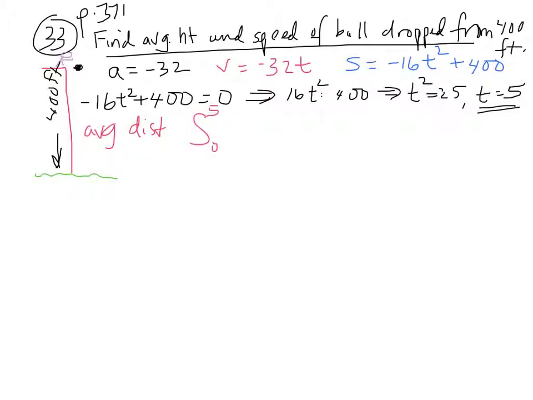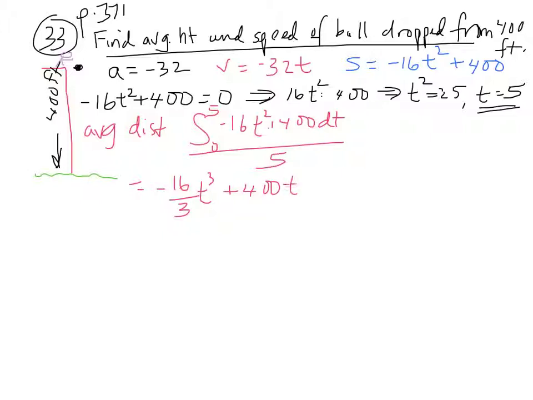All right, the average distance then is the integral from 0 to 5 of my distance function, minus 16t squared plus 400, and I divide through by 5. And the antiderivative of that, of course, is minus 16 thirds t cubed plus 400t. And I want to evaluate at 0 and 5. And then, of course, we're going to divide through by 5.